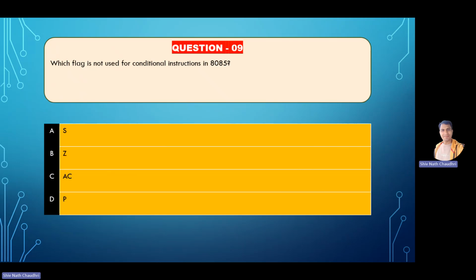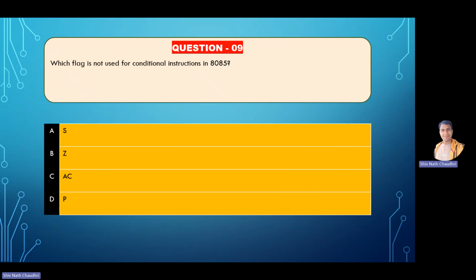So we can also jump over sign flag because jump positive, jump minus is there, and option B is the zero flag. So jump if zero, jump if not zero are also instructions available. The third one is auxiliary carry, and option D is parity. So we can also jump over parity, but I think only carry flag is used for jump instructions or conditional jump.